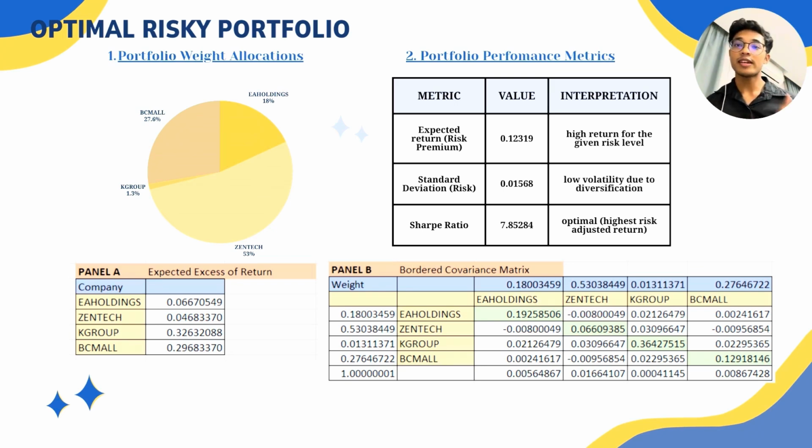Next, we also calculate some values for portfolio performance metrics, which contain expected return, standard deviation, and Sharpe ratio. For expected return, high values can show good growth potential for the portfolio. Low standard deviation suggests the portfolio is well diversified and stable, and a very high Sharpe ratio means the portfolio is optimally efficient, delivering maximum return for the level of risk taken.